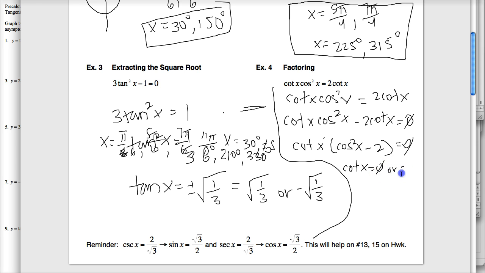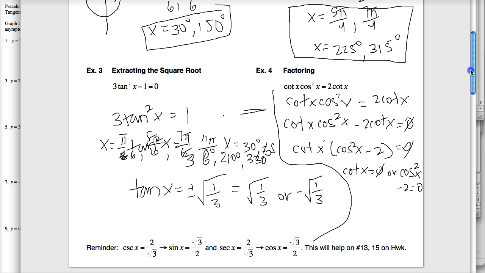Or cosine squared x minus 2 has to equal 0. Make sense? So again, 2 things multiply to give me 0. One of these has to equal 0. So here it says cotangent x equals 0.